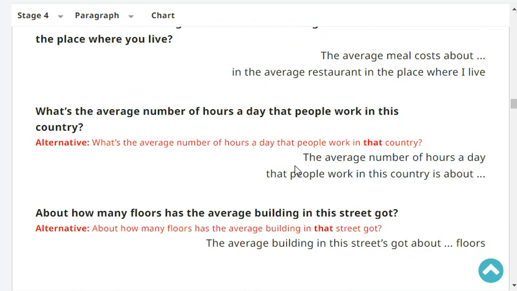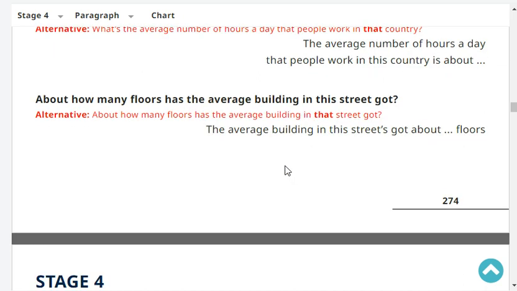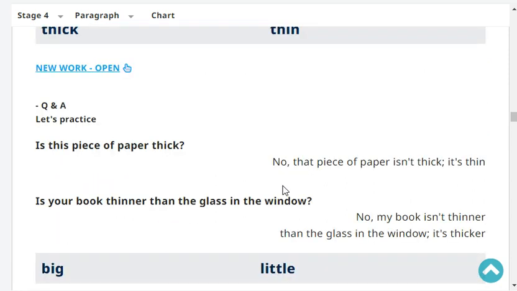The average number of hours a day that people work in my country is about 8 hours. Very good. About how many floors has the average building in your street got? The average building in my street has about 4 floors. Very good. Okay.